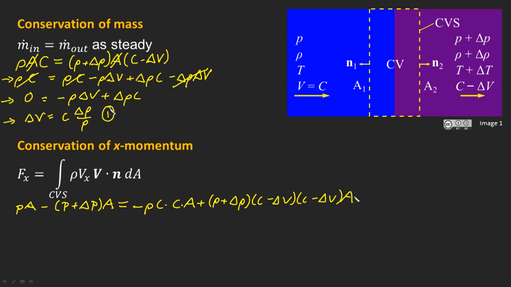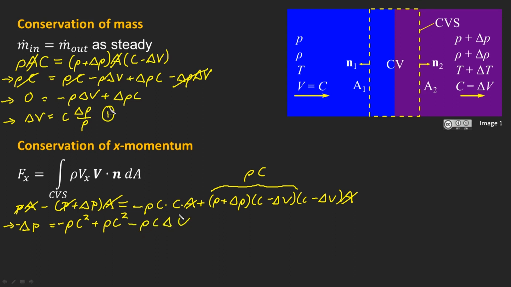Now let's do some simplification. A appears in every term, so we can cancel it. On the left-hand side, we have P minus P, which cancels, and from conservation of mass, this product of density and velocity is equal to ρc. So using this substitution, we obtain that minus delta P is equal to minus ρc squared plus ρc squared, which cancels, minus ρc delta v.